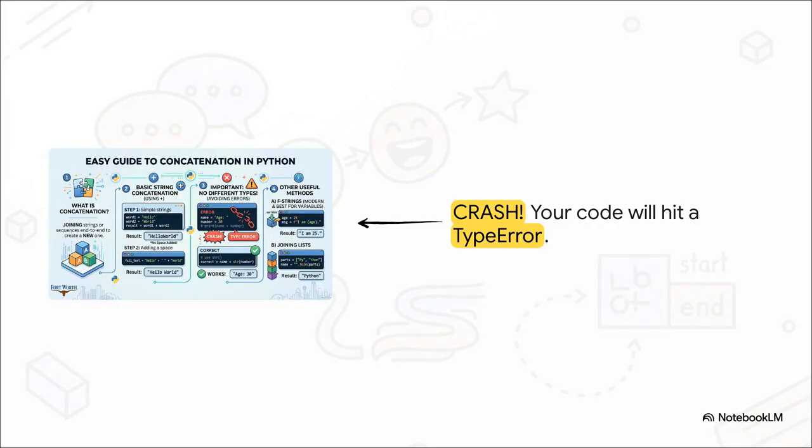And bam! Crash. Your program just stops. You get what's called a TypeError, and it's because Python is confused. It's looking at the text and the number and has no idea how you expect it to mathematically add them. It's a super common roadblock, but don't worry, the fix is easy.